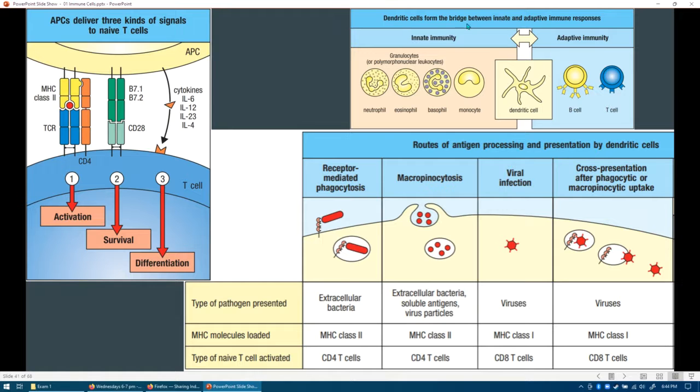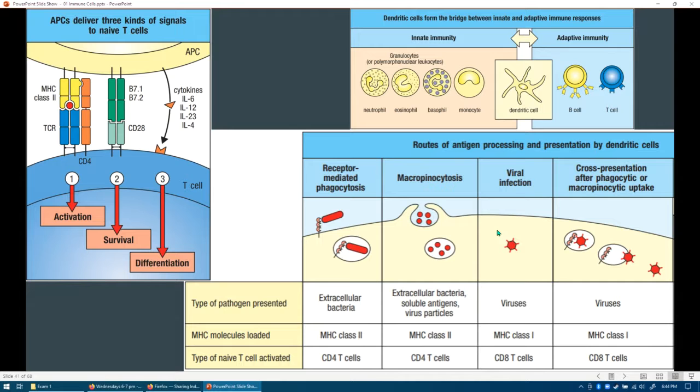And as you can see, dendritic cells form the bridge between innate and adaptive immune responses, right? They are the antigen-presenting cells that induce T cells to become activated. There's a lot of different routes of antigen processing and presentation by dendritic cells. If it takes something up through a receptor, it's going to load it into MHC2. And it can technically also load it into MHC1 through cross-presentation. It's the only cell that can take something up and then load it into MHC1.